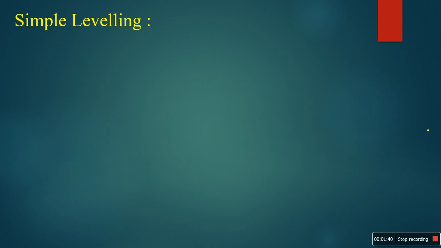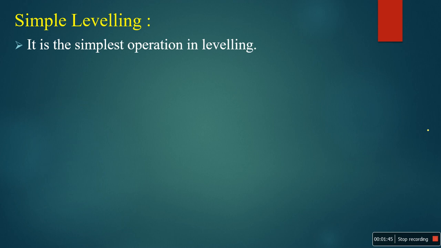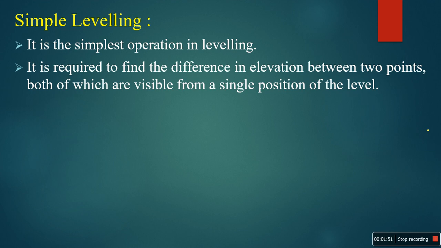The first method is simple leveling. The name says that it is simple leveling. In this condition, we have to find out the difference in elevation between any 2 points, but these 2 points must be visible from one another, and only one setup of the level instrument is used to collect the data in the field.